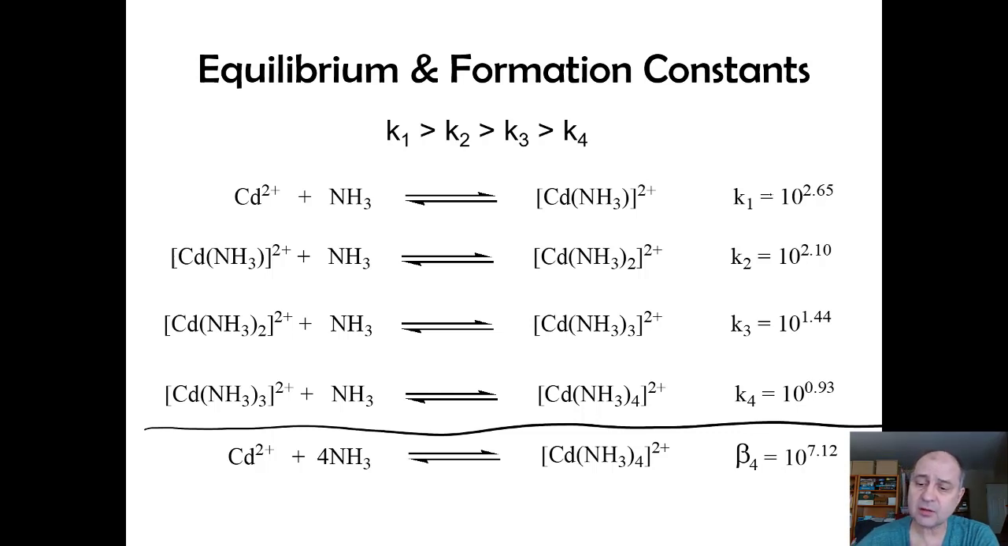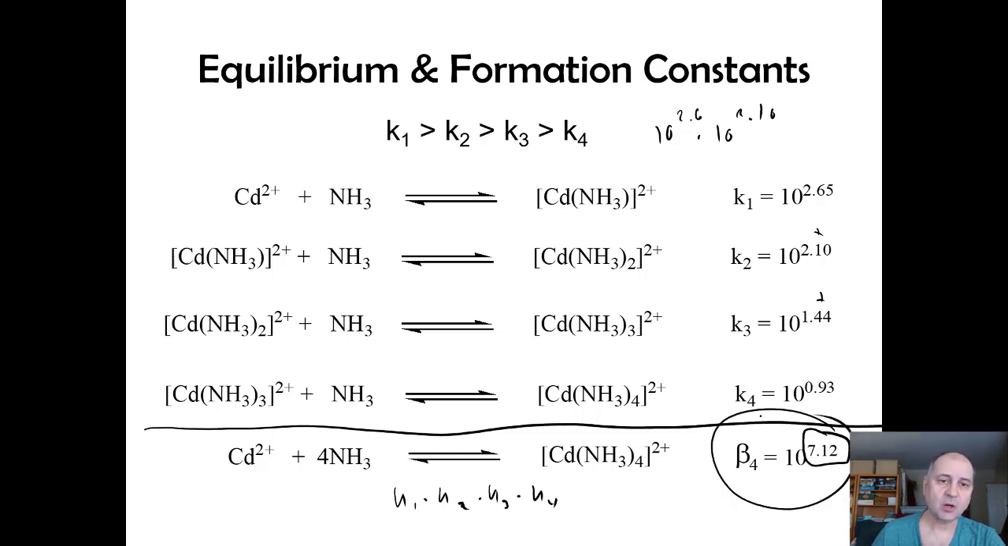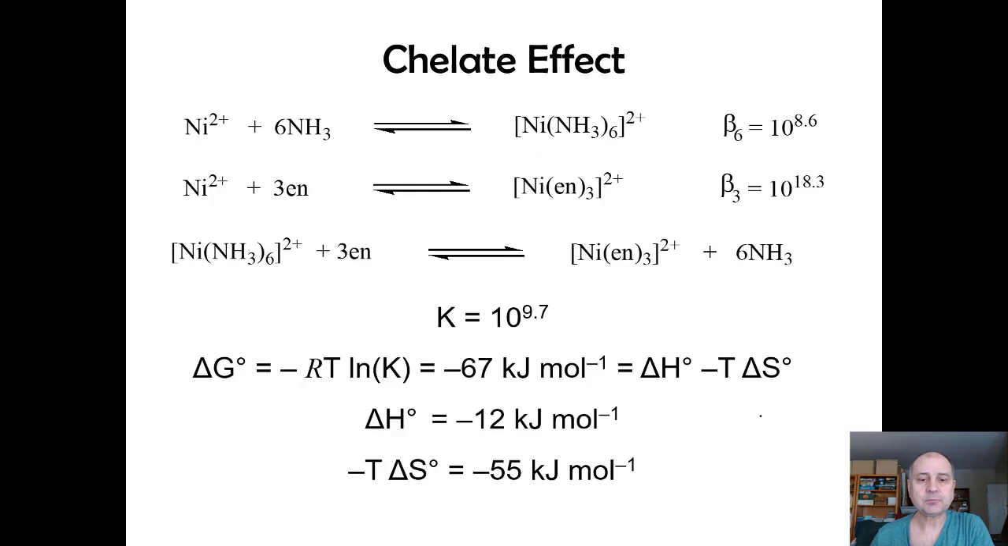And you can determine what beta is simply by multiplying K1 times K2 times K3 times K4. If you know those, you multiply them, and of course it's 10 to the 2.6 times 10 to the 2.10. You just add this up, 2.65 plus 2.1 plus this will give you that 7.19. So the overall formation constant is just a mathematical relationship, not really a big deal.